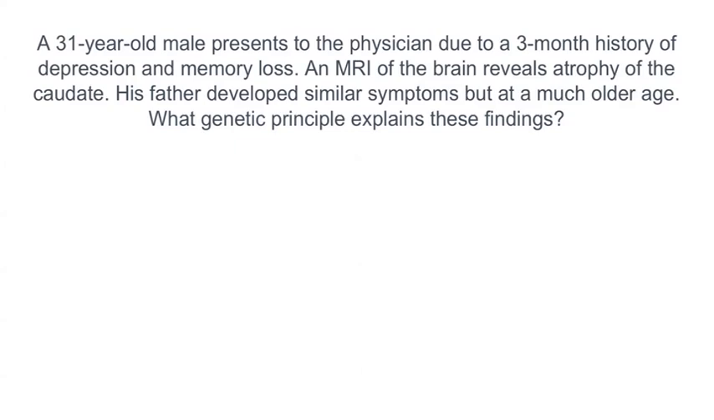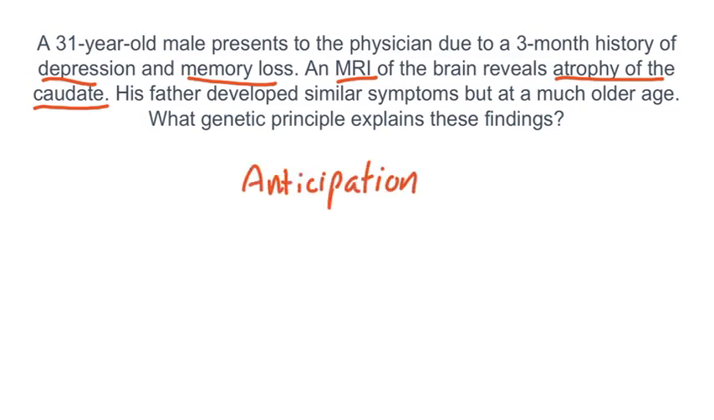Okay, let's do a question. A 31-year-old male presents to the physician due to a 3-month history of depression and memory loss. An MRI of the brain reveals atrophy of the caudate. His father developed similar symptoms, but at a much older age. What genetic principle explains these findings? Hopefully from the question stem, you notice that this patient has depression, memory loss, and an MRI that shows atrophy of the caudate. These are classic findings in Huntington disease. The development of symptoms at a much younger age compared to his father can be explained by anticipation. So again, anticipation is the tendency of a disease to occur earlier or to be more severe in succeeding generations.